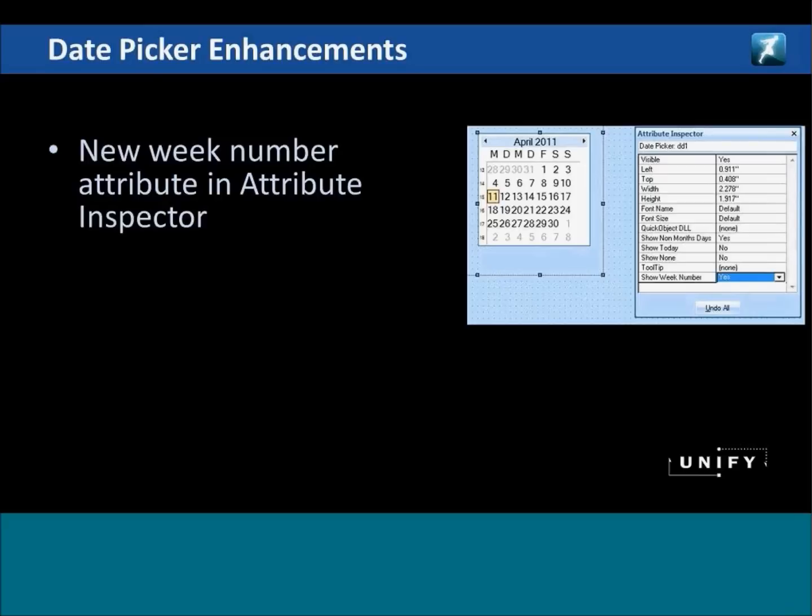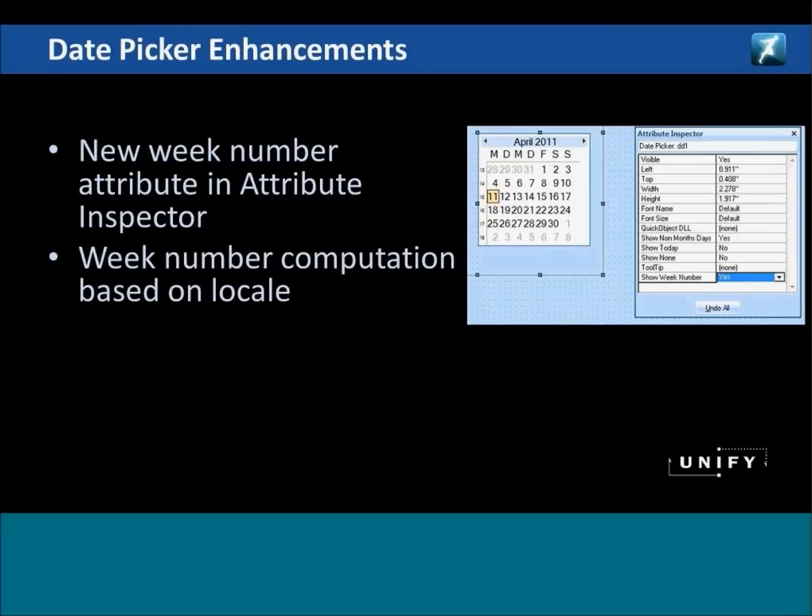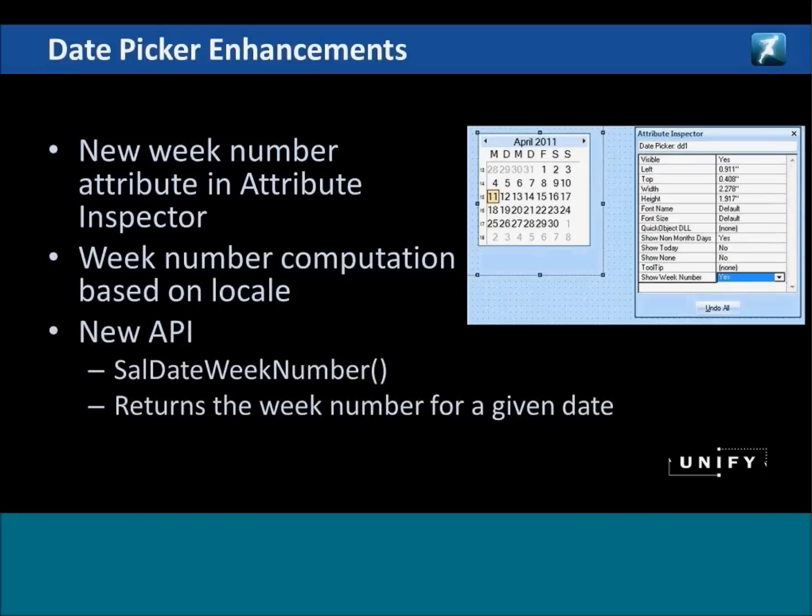Date Picker, basically week number support here. You get the week number to show at the left if you want that. You switch that on in Attribute Inspector. Week number computation is based on the locale of the machine, and that might be different in Europe and the United States, for example, because I think in the United States a week starts with Sunday, and in Europe with Monday.